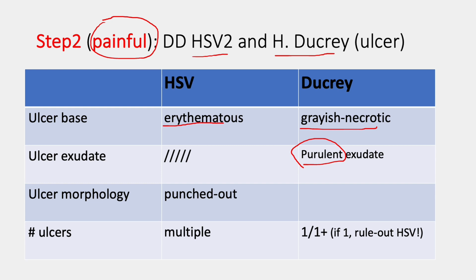Just remember that in a bacterial infection, the production of pus is possible, it's common, whereas in a viral infection it is something that you generally don't find. The ulcer morphology for HSV is also characteristic because it's punched out. And about the number of ulcers, for HSV and Haemophilus ducreyi, in both cases there can be multiple ulcers, but if there is just one ulcer described in the question stem, it can't be HSV, and it must be, in that case, by an elimination process, ducreyi.